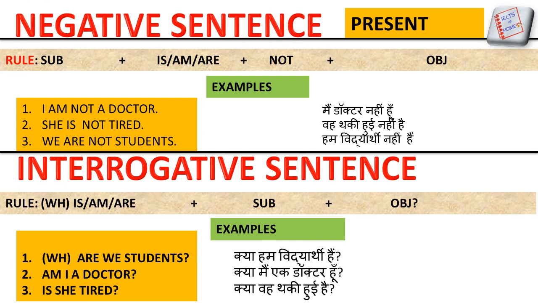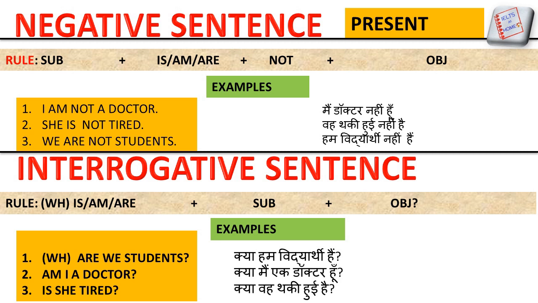For making negative sentence in present form, you just need to put the same rule as affirmative but just add the not after helping verb. You can see the rule on your screen: subject plus is am are plus not plus object. And there are 3 examples. I am not a doctor. In this example, I is the subject, am is the helping verb, then I put not and then object a doctor.